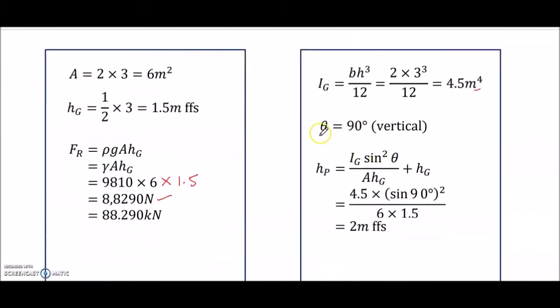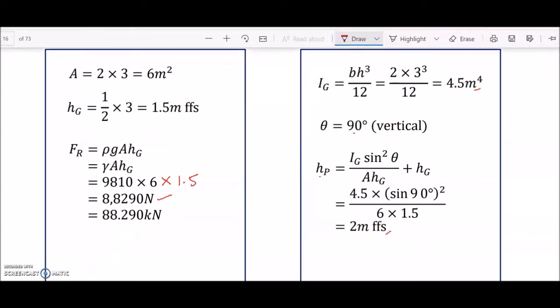Therefore, when it is vertical, it is 90 degrees. So to calculate the HP, we use the formula Ig times sine theta over A Hg. So we have this 2 meters. So that is the solution for example 1.